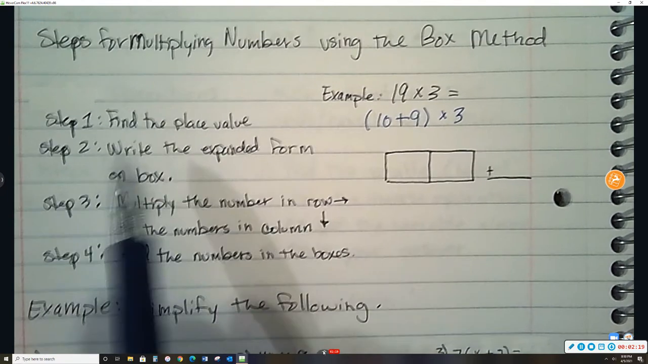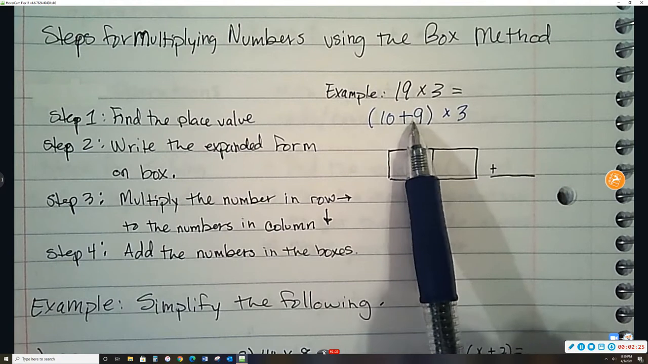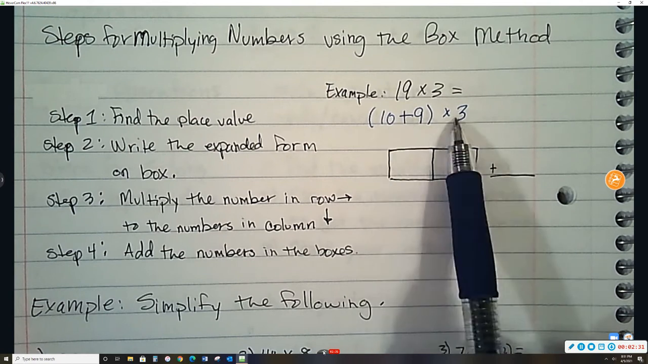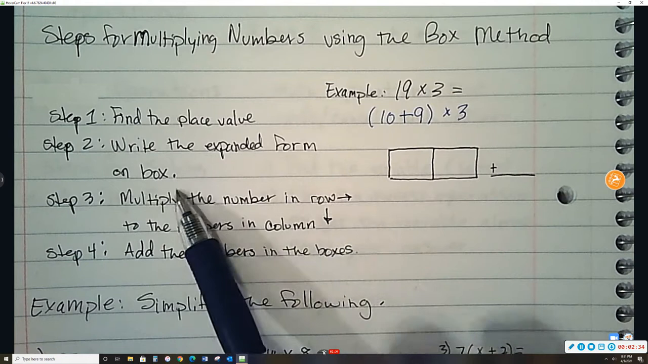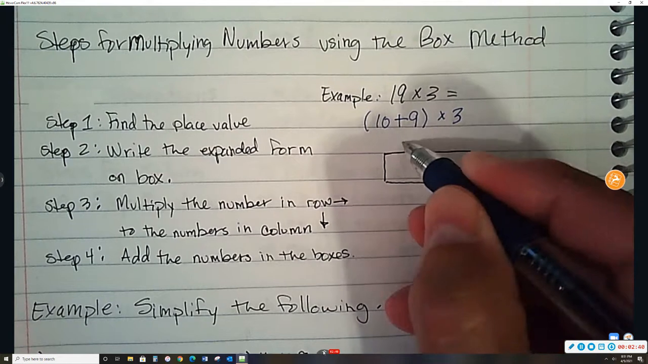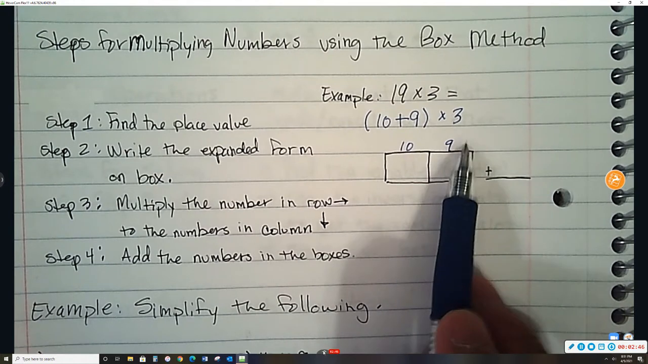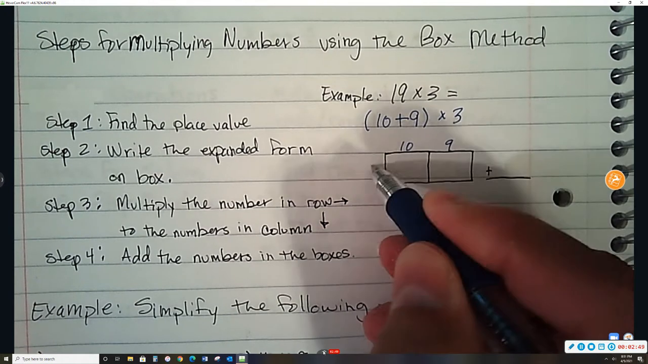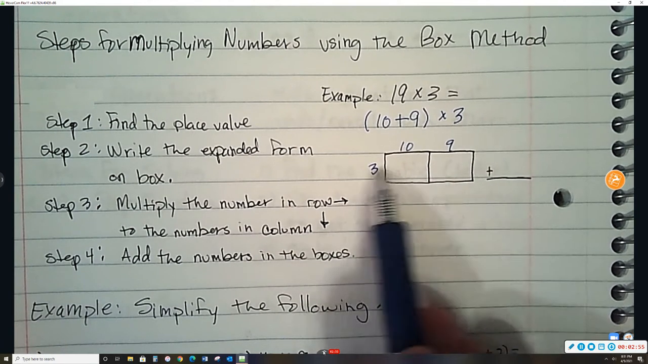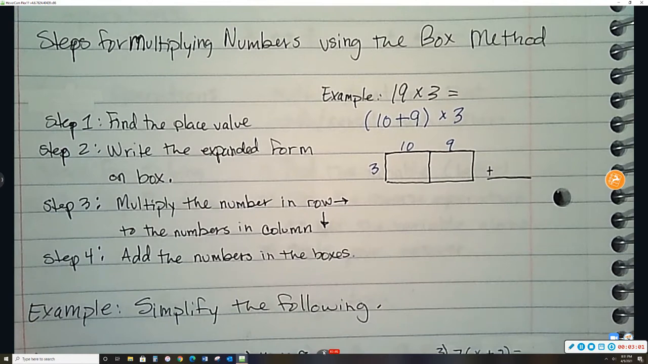Okay, so here we found the place value. The place value of 19 is 10 plus 9, and I will show you some other examples down at the bottom. So the first thing you do is find the place value. And then it says write the expanded form on the box. See how there's two numbers here, the 10 and the 9. Those two numbers go across the top. And then the single digit number goes over here in front. These are called columns, and this is called a row. So that's step 2. We take the numbers and write them on our box.